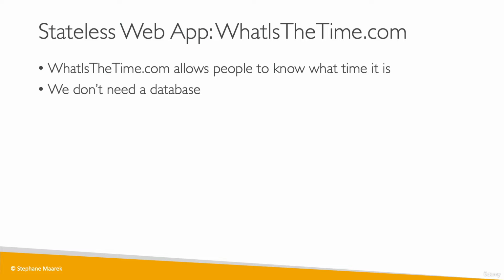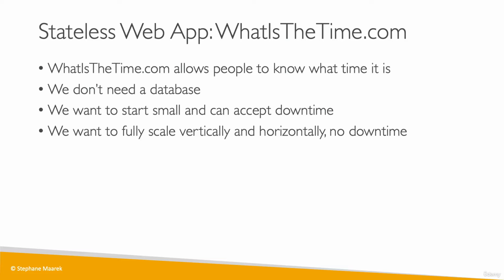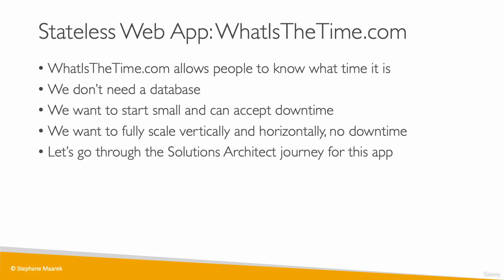So we don't need a database because it's so simple. Each instance, each server knows what time it is. And we want to start small. We're willing to accept downtime, but overall, maybe our app will get more and more popular. People really want to know the time around the world, and so we'll need to scale vertically and horizontally, maybe remove downtime. And let's go through the solutions architect journey for this app.